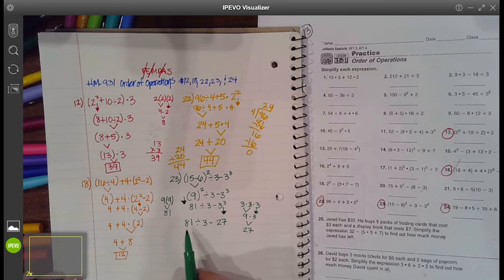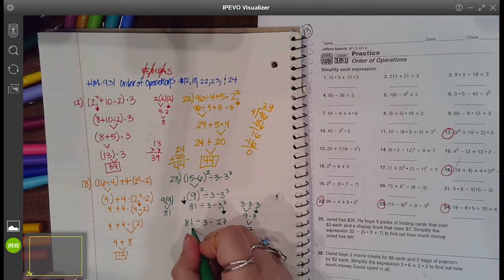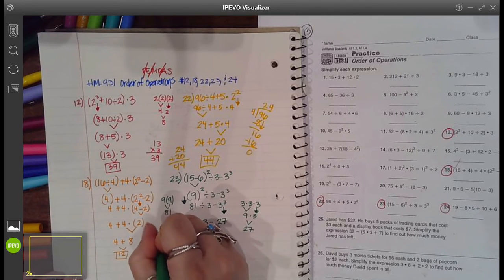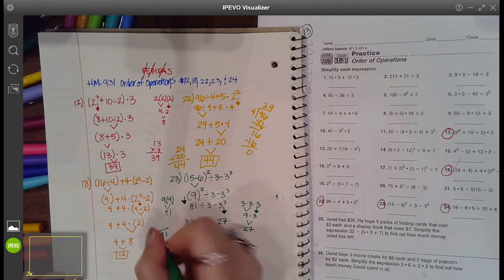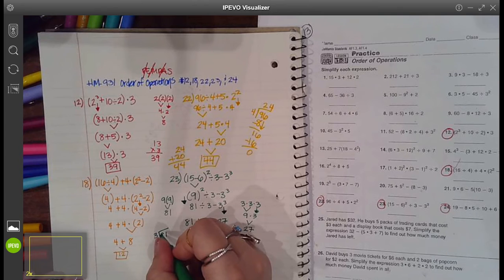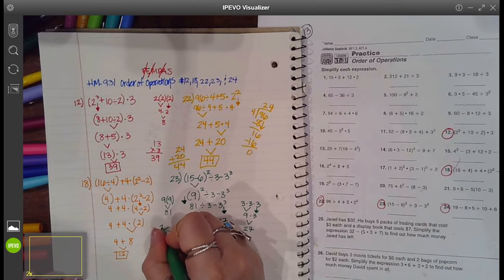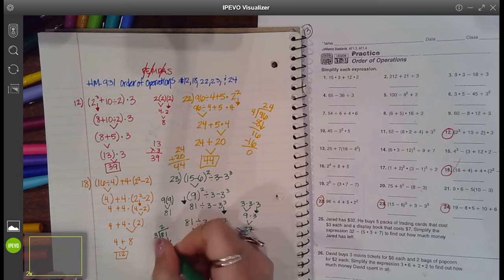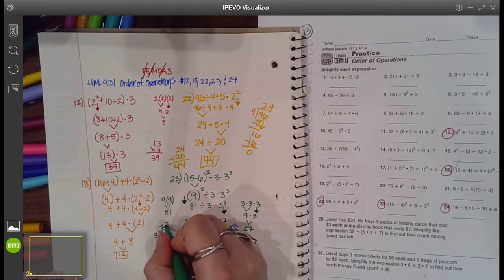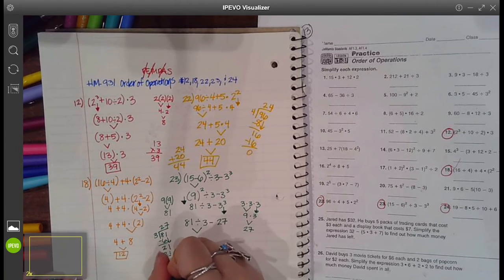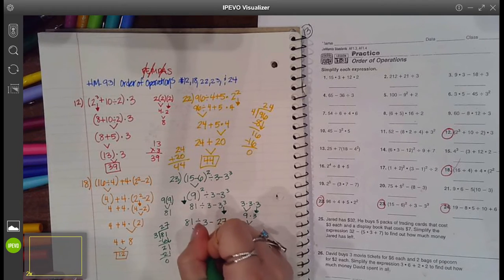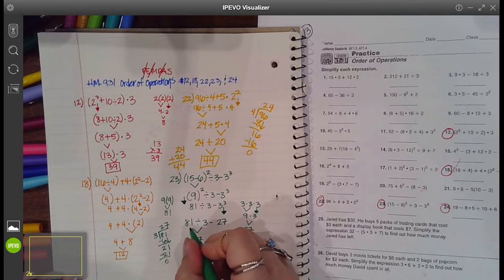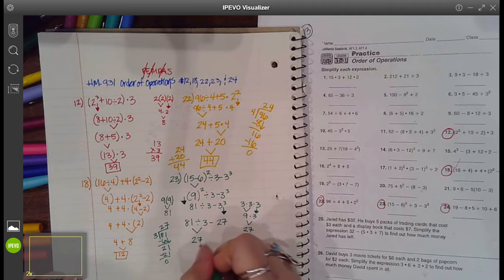Okay. No parentheses, no exponents. Multiplication or division right here. So I need to divide 3 into 81. Well, 3 goes into 8 twice. Subtract that. You get 2. Bring down your 1. 3 goes into 21 7 times. And it went in perfectly evenly 27 times. Okay, the 81 divided by 3 is replaced with that 27.